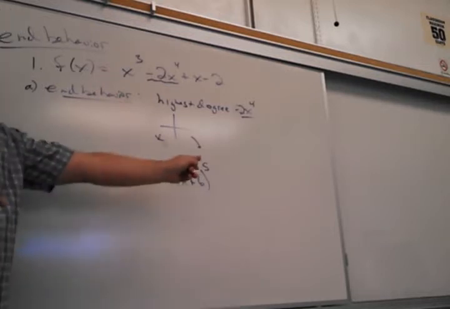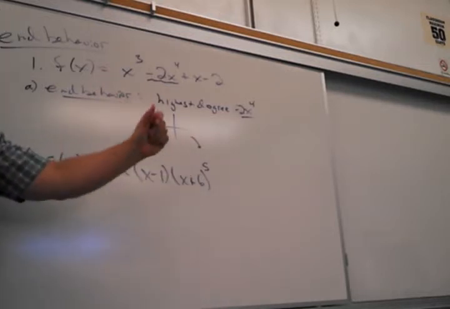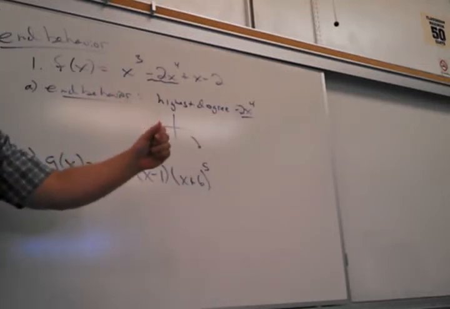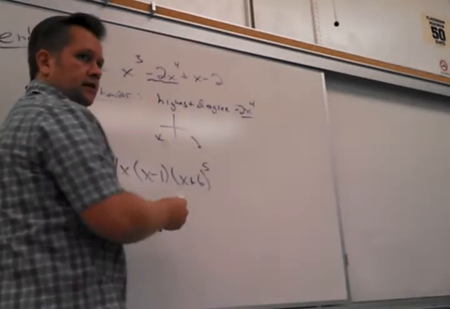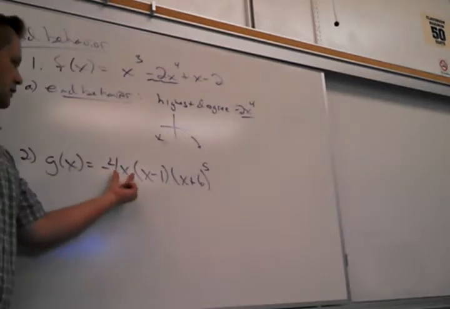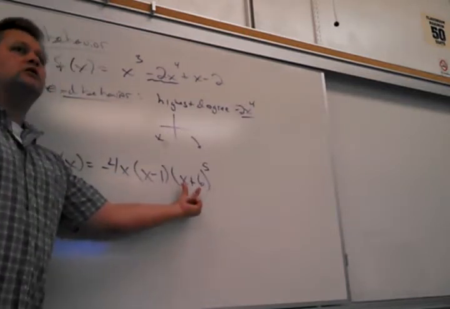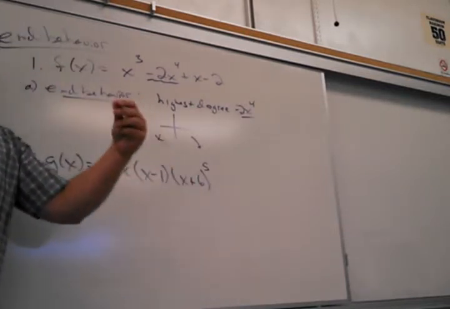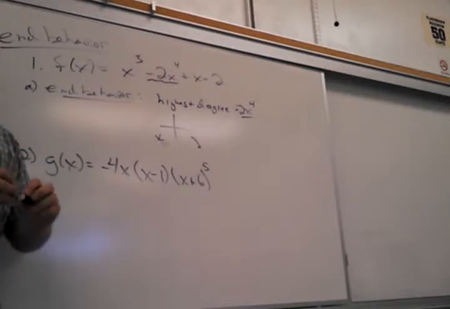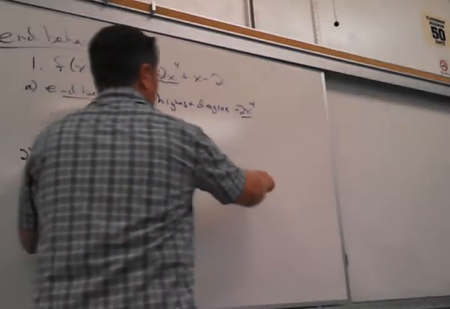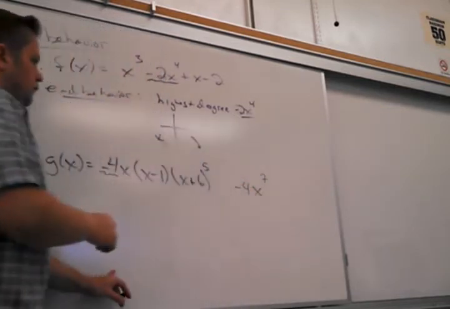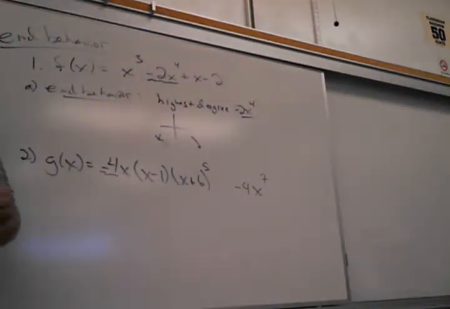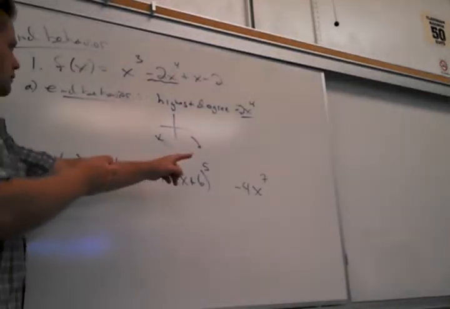But if I did multiply this out, the highest degree would be x to the fifth times x squared, which is x to the 7th. Do you guys see that? If I multiplied this into this, x to the 7th would be the highest degree that would come out, right? Is it a negative x to the 7th? Good. So the degree would be 7, but it would be a negative 4x to the 7th. So that's y.